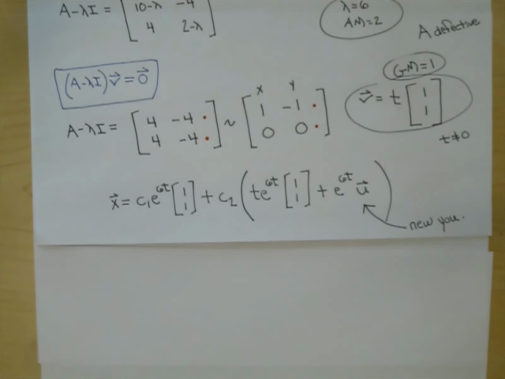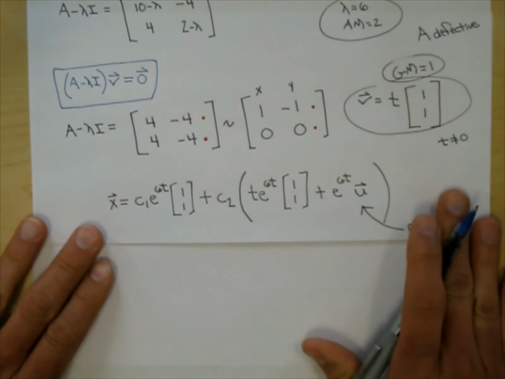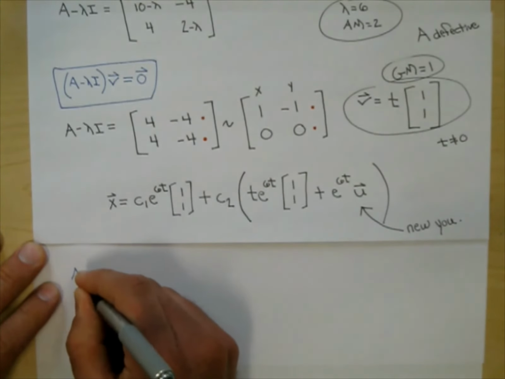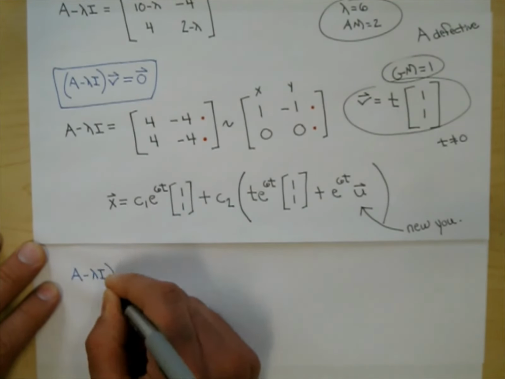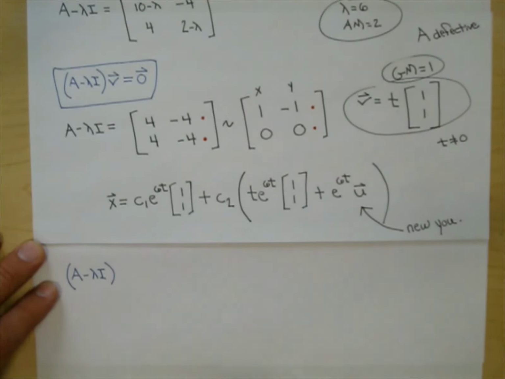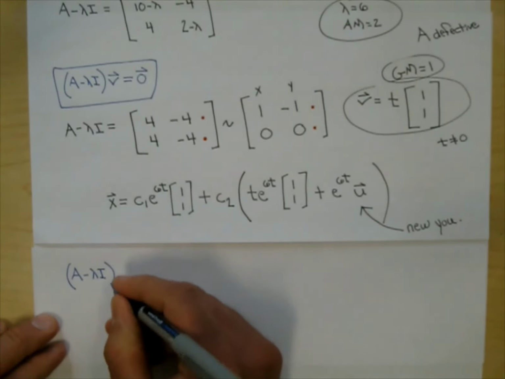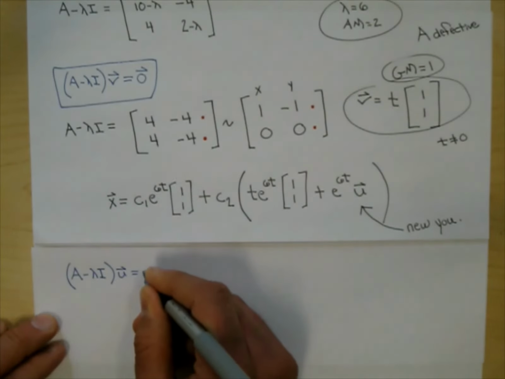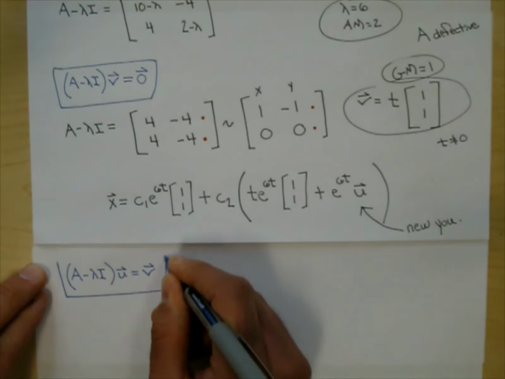To find the new u, we can do this the quick way, but I'm going to go ahead and write out another blue thing. It's going to be gotten by going like this, and we derived all this. A minus lambda I, u, and then this equals v. That's how you find the new u.